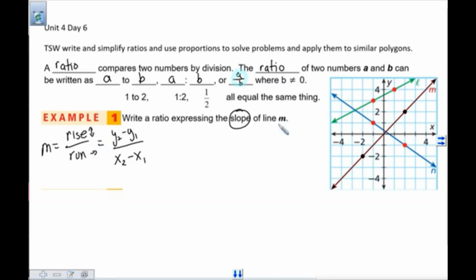And we're looking for the slope of line M. Line M is this line. And so we're going to go up 1, 2, 3, 4. So that's a positive 4. And over 1, 2, 3, 4. Another positive 4. So we have 4 over 4 for the slope of line M. And 4 over 4 reduces to 1. Make sure you are reducing your fractions today.